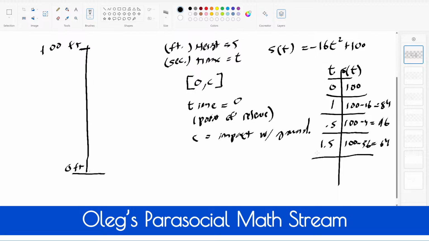Okay. And then we have 2. So that's going to be 4 times 16, which is 64. That's 36, right? Yep. So it's 100 minus 64, 36. And finally, they wanted 2.5. Okay, so 2.5 times 2.5, 6.25 times 16 is 100. Okay, so that's 100 minus 100, 0. So the impact is at 2.5 seconds. All right.